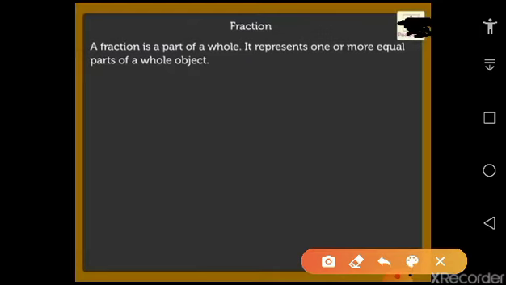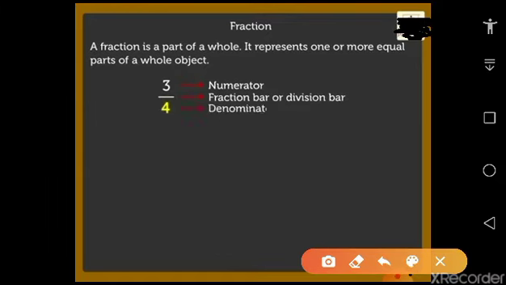Look at the fraction 3/4. The number above the line is the numerator. It indicates the number of equal parts considered. The line is called fraction bar or division bar. The number below the fraction bar is called the denominator. It indicates the total number of equal parts the whole is divided into.